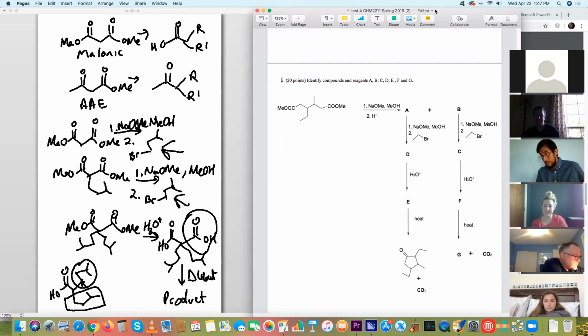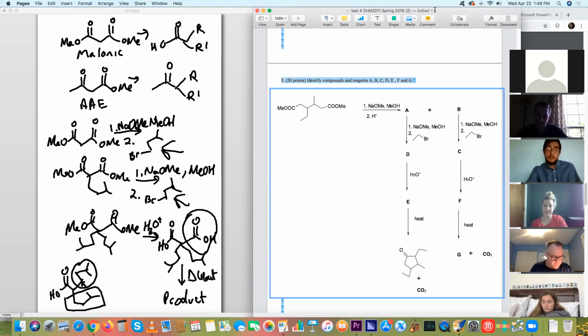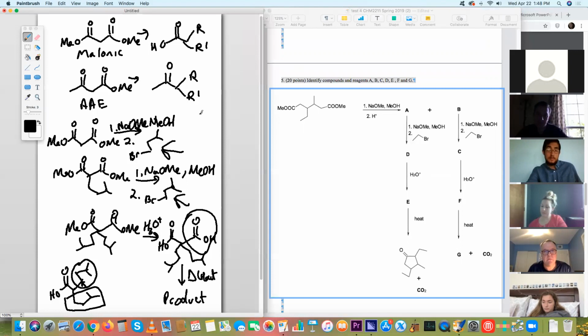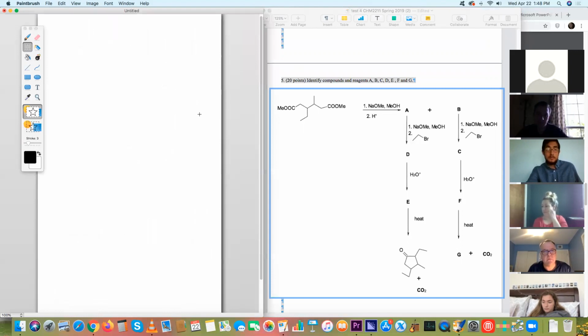Okay, so it's a combination of what we just looked at, the acetoacetic acid synthesis, and the Dieckmann condensation, which we haven't looked at yet. The Dieckmann condensation is really just a cyclic Claisen condensation. And I'm not going to go through the mechanism for any of this. I'll just show you the easiest way to draw the products for that.